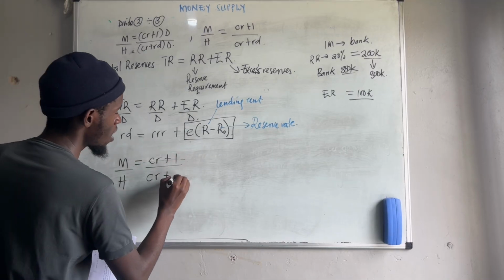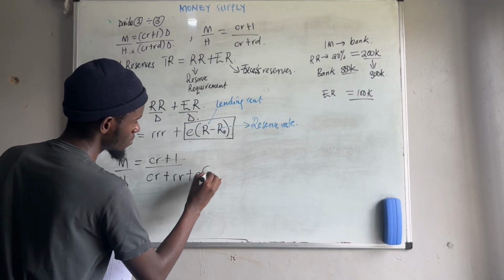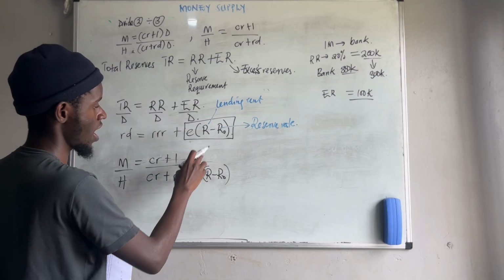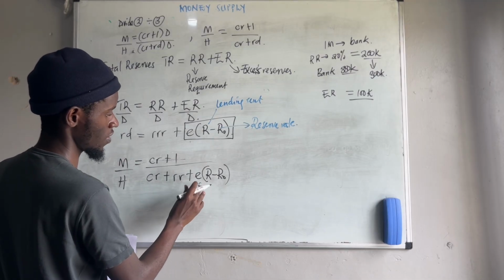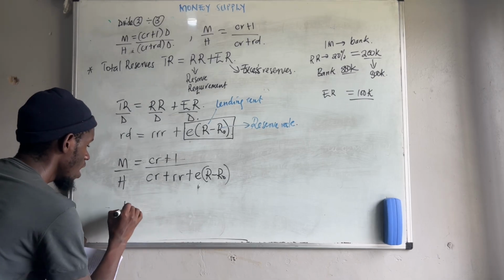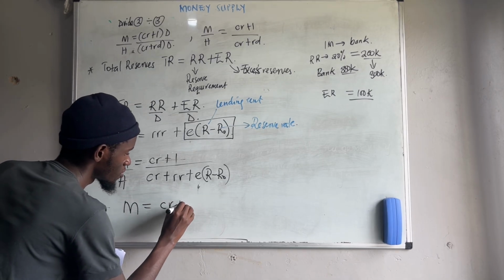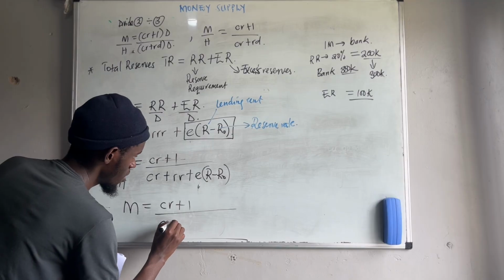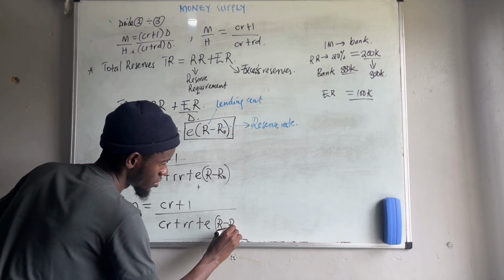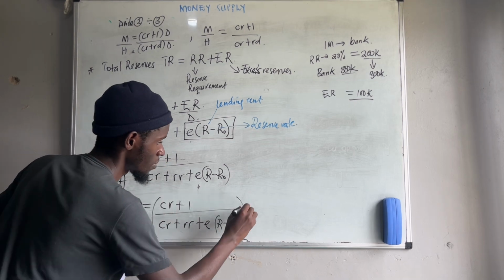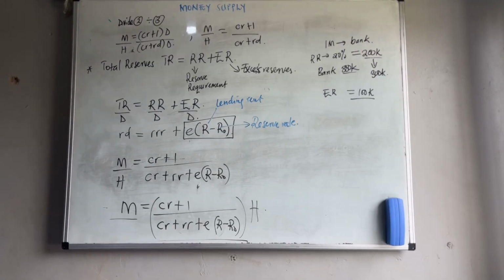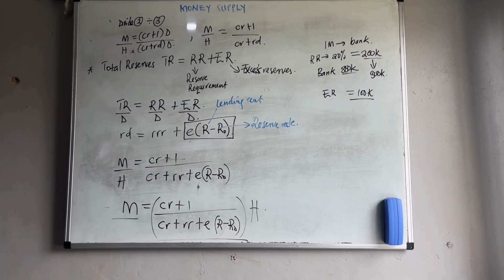Now RD is going to be RR plus E in terms of R minus R naught, where E is just a function of R naught, the lending rate, minus the reserve rate. And therefore our M equals (CR plus 1) out of (CR plus RR plus E into R minus R naught), everything times H, which is the high powered money. And therefore, this is the formula for the money supply function.